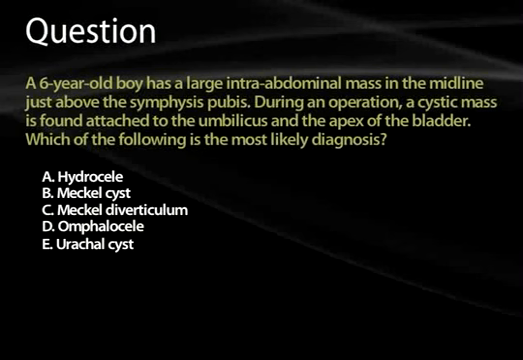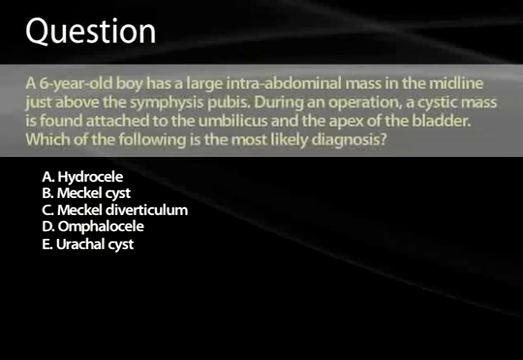Let's go to a question. There's a 6-year-old boy that has a large intra-abdominal mass in the midline just above the pubic symphysis. During an operation, a cystic mass is found attached to the umbilicus and the apex of the bladder. Which of the following is most likely the diagnosis?